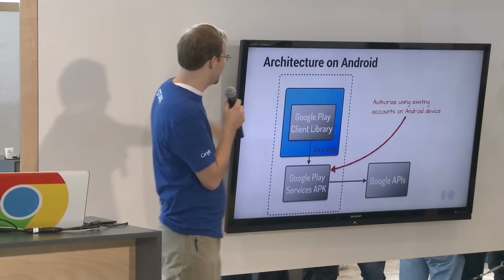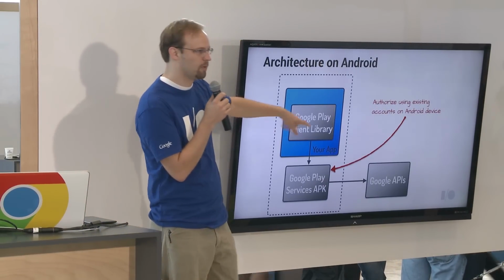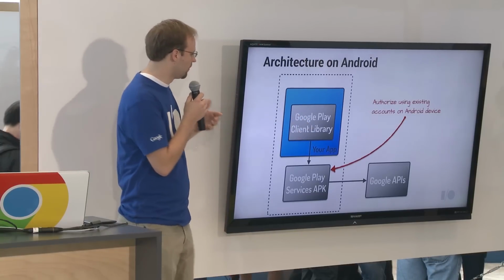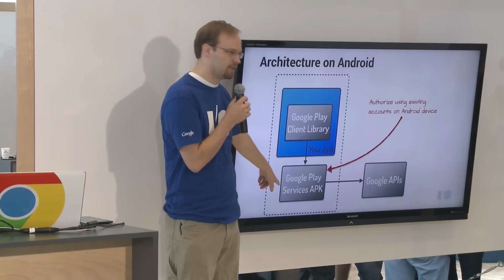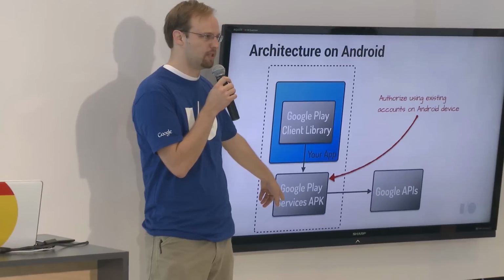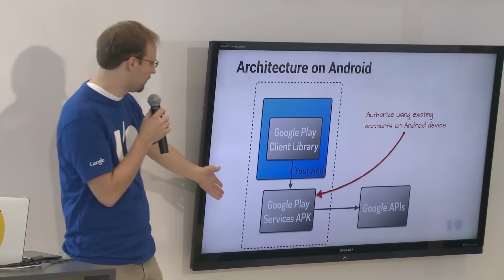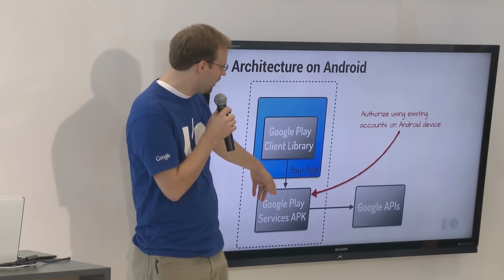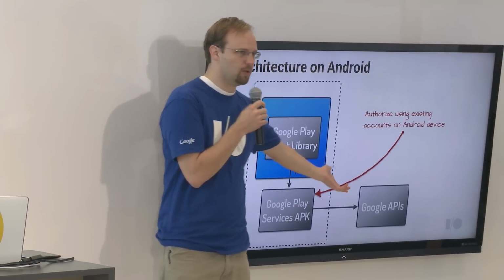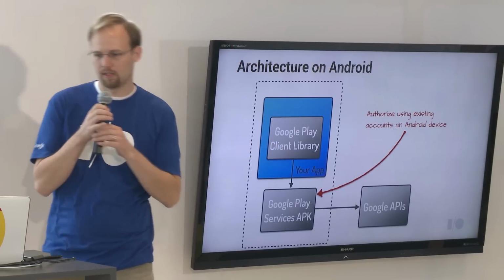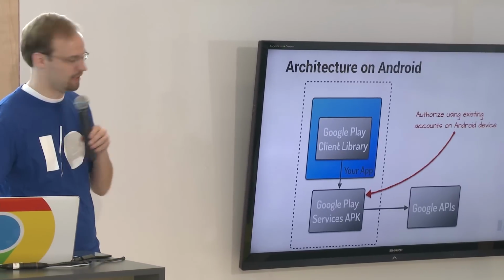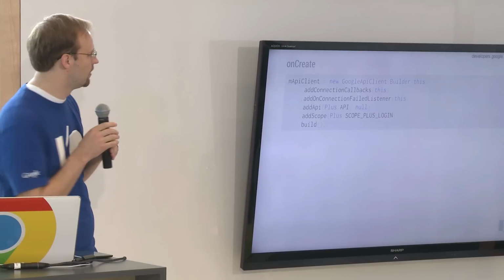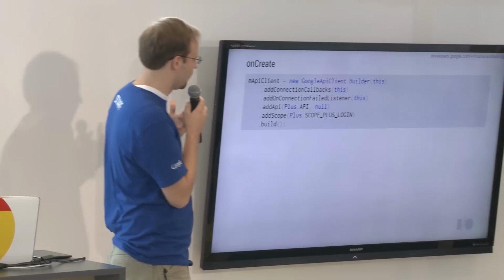So we're going to go to Android now. In your app, you will use the Google Play Client Library, which we provide for you, which actually connects to the Google Play Services APK that is running on phones, Gingerbread and later. That's something that we provide that's automatically updated. And then we help you basically talk to Google's APIs through the Google Play Client Library and the Google Play Services APK.